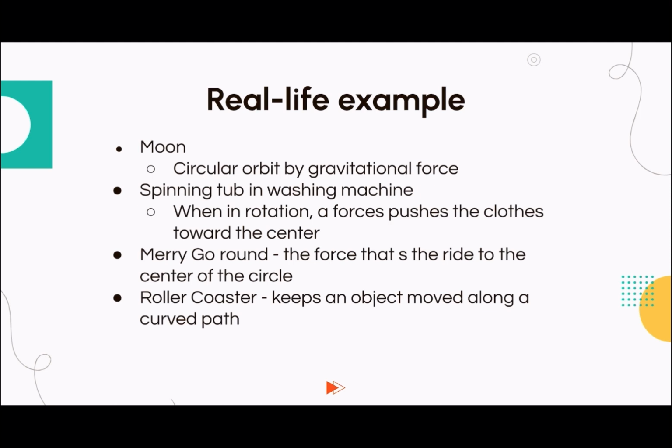And fourth of all, we have the roller coaster. Now, when it is traveling through a loop, the object is moving inward, which is what we call the center of rotation. Now, basically, how centripetal force is used is that it keeps the roller coaster, which is the object, along a curved path.